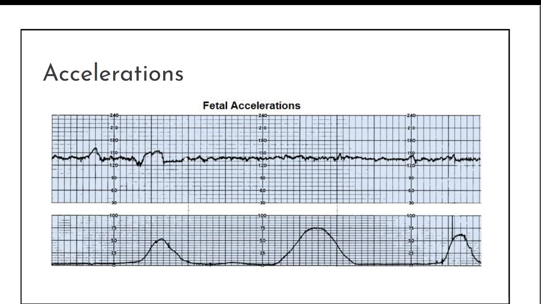And we monitor accelerations by the increase in beats per minute of the fetal heart rate and how long they stay elevated. So here we see this fetal heart rate went from about 120 to 150. It went up about 30 points, and it stayed elevated for about 15 seconds before coming back to baseline. That was a 30 by 15 acceleration.